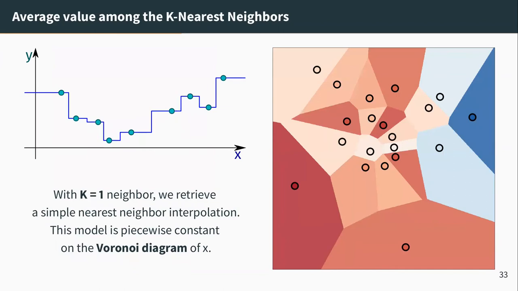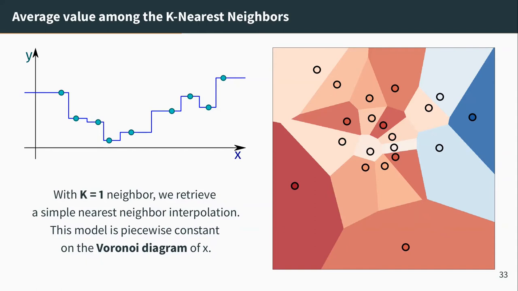The most vanilla way of doing that is to use a predictor that, for every new point x, finds the nearest k neighbors among all the points in the training data set. Essentially, we have a point, we compute all the squared Euclidean distances to the points in the data set, and then we pick the k smallest values.